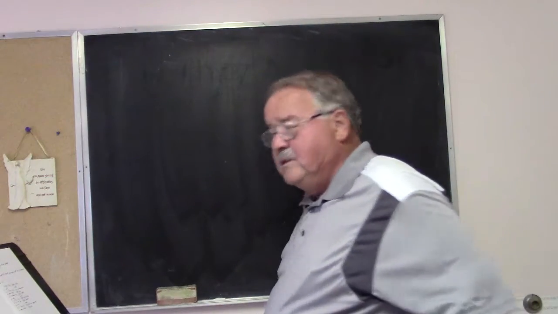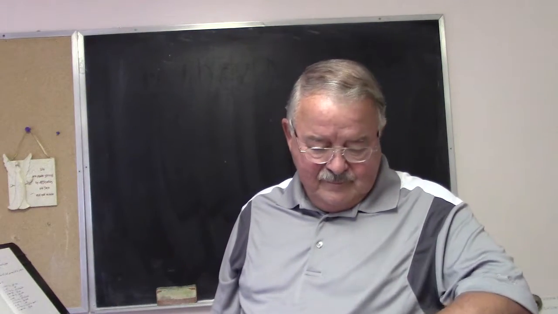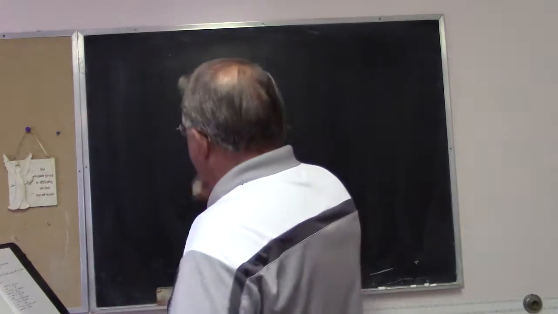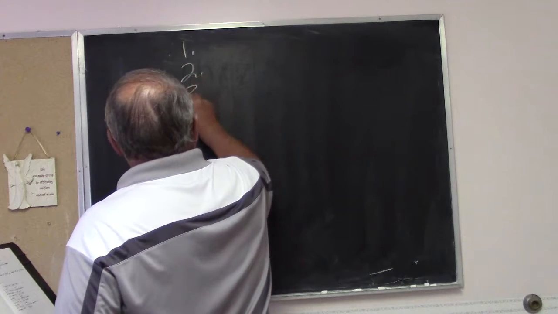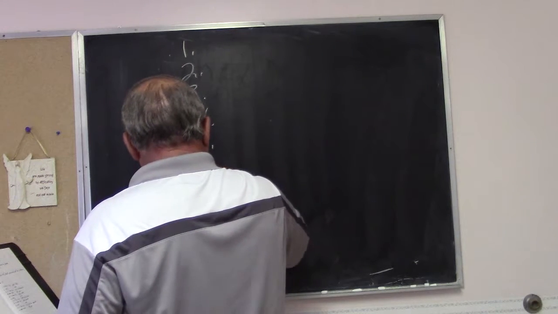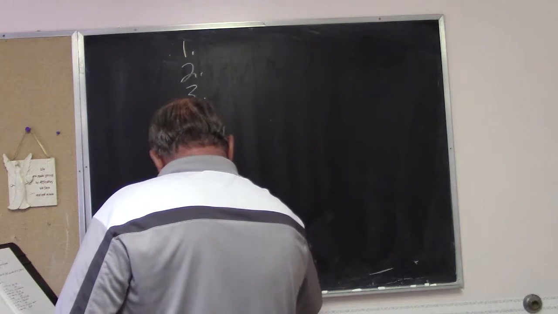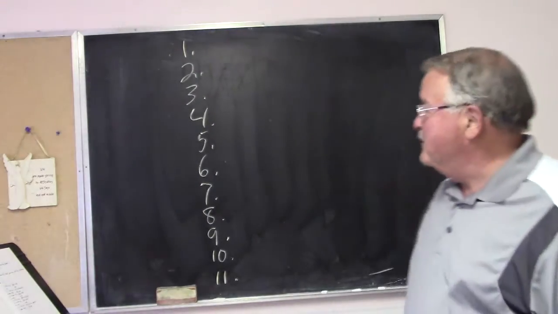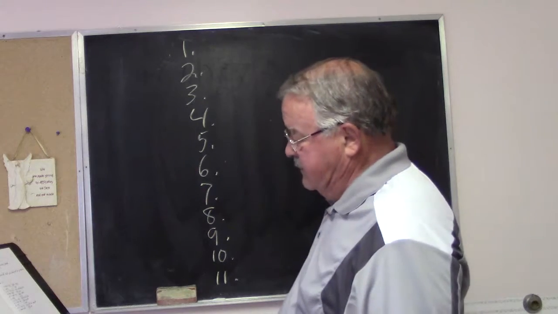How many words, class, in this verse? 1, 2, 3, 4, 5, 6, 7, 8, 9, 10, 11. I have barely left myself enough room at the bottom to put 11. Let's whip through these a little faster. All right. Start out with the morphology on number 1.